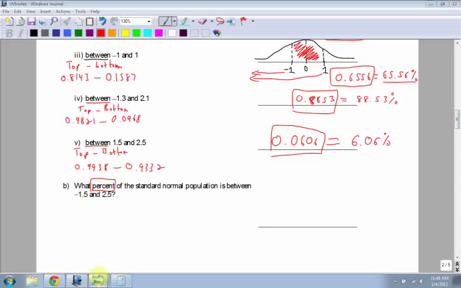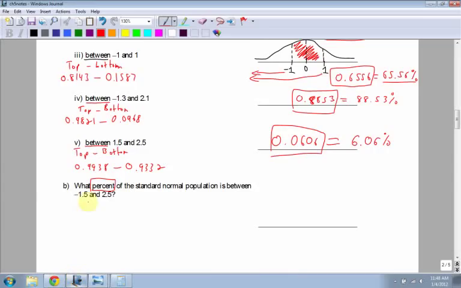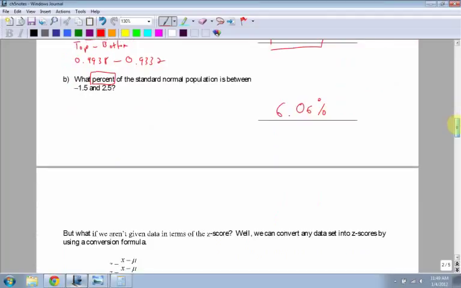So we got negative 1.5. So we're looking on a negative table. Negative 1.5 is 0.0668. Oh, we just did that one, right? So the one above, the percent is going to be 6.06%. So if it asks for the percent, convert the area to a percent. And remember that the area underneath the curve, the total area is always equal to 1, because the total percent is 100%, which is equal to 1.